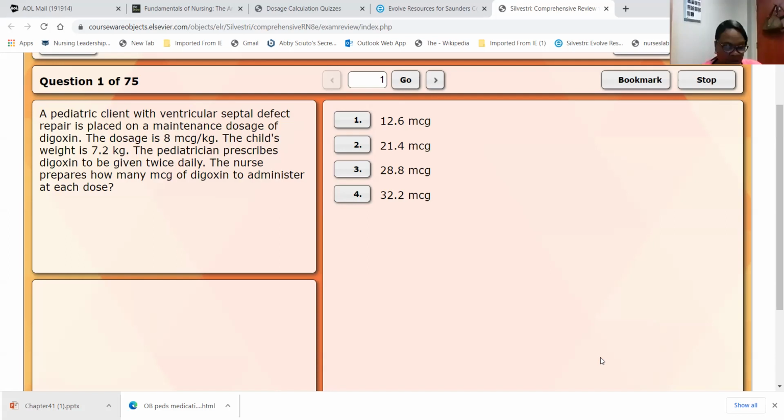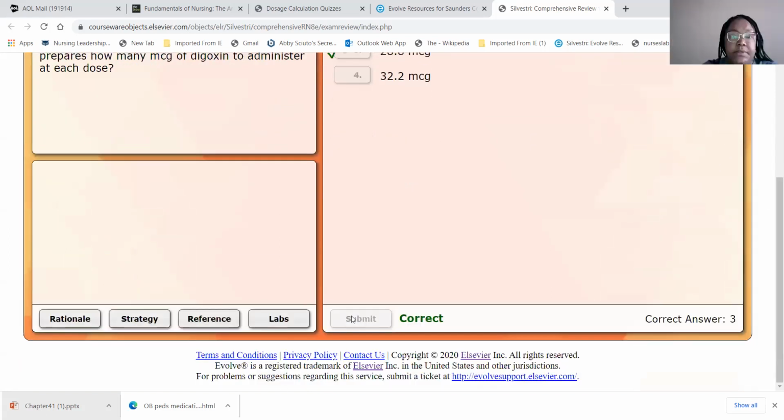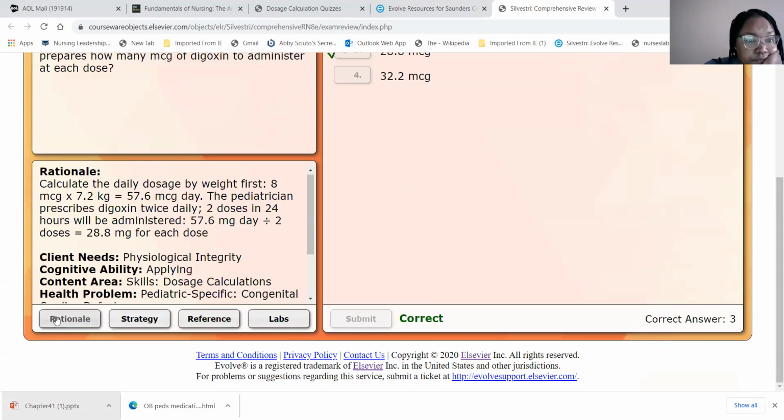What'd you guys get? 28.8. Okay, good. All right, so what you should have done here is you should have taken the 8 and multiplied that times 7.2. That gives you your total daily dose. And then you had to divide that by 2. Oh, okay, that's what I did. Okay. Missed that one. Okay, there's your rationale.